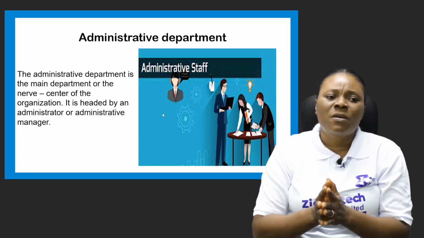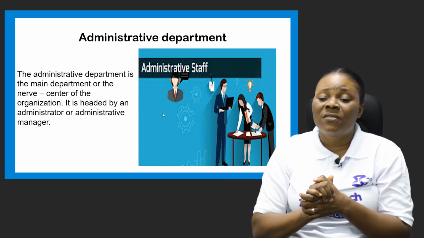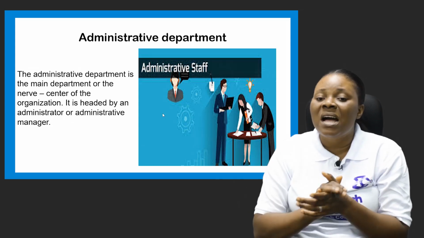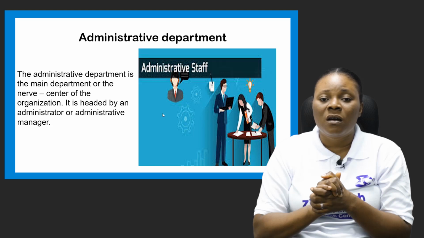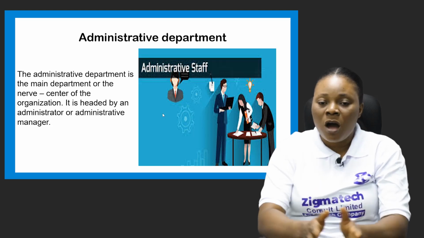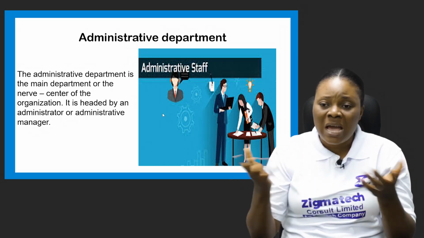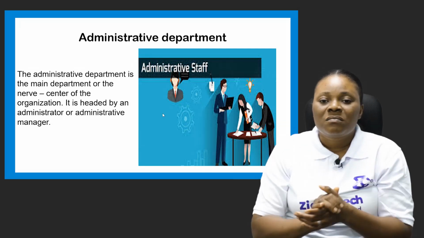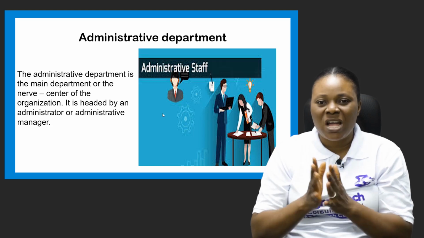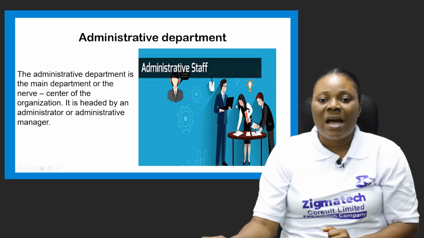In the administrative department, you can have the secretary, the clerk, the cleaners, the environmental staff, and the general manager too. All these come together to form the administrative department. The secretary, the typist, the clerk, they all come together to form the administrative department because they are in charge of the general running and administration of the entire organization.